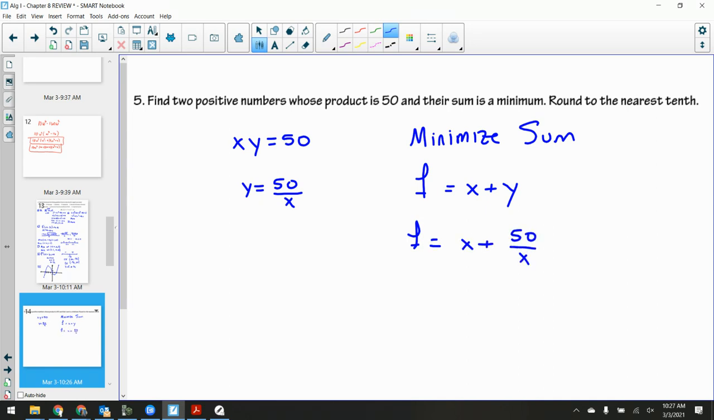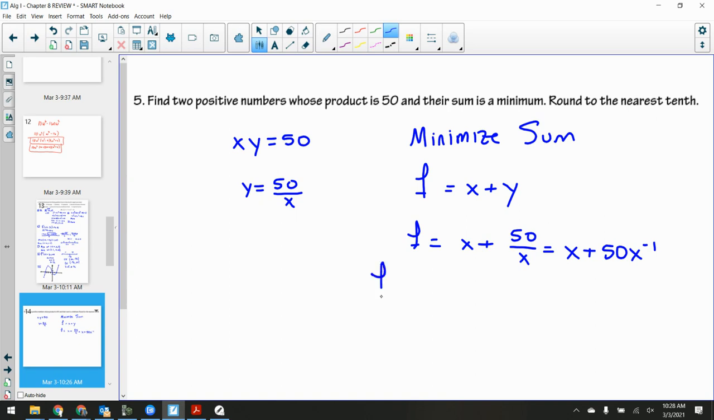Now, I want to say something because on the quiz, a lot of people got a common denominator and then took the derivative. You don't need to do that. It's so much easier if you write it as a polynomial. Here's what I mean. Isn't this the same thing as x plus 50 times x to the negative 1? And that's way easier to find the derivative using that rather than some quotient rule once I got common denominators.